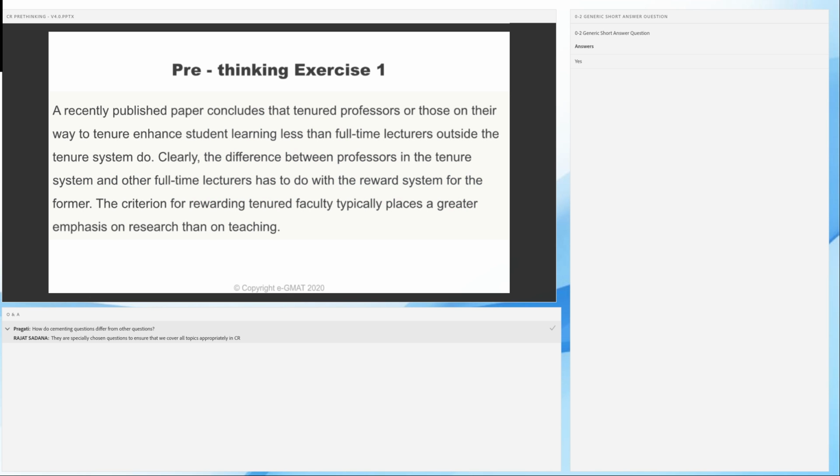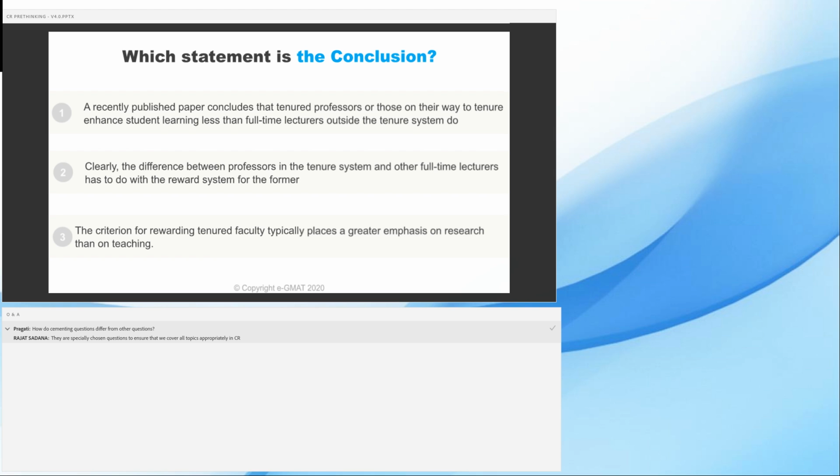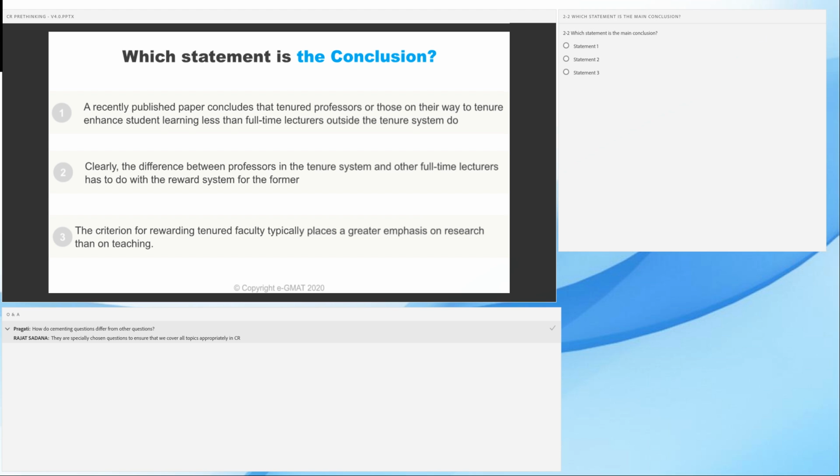Okay. Now let's start with this argument itself. I want you to tell me which of these three statements is the main conclusion of the argument. Let me put in a poll question. Which statement here is the main conclusion?